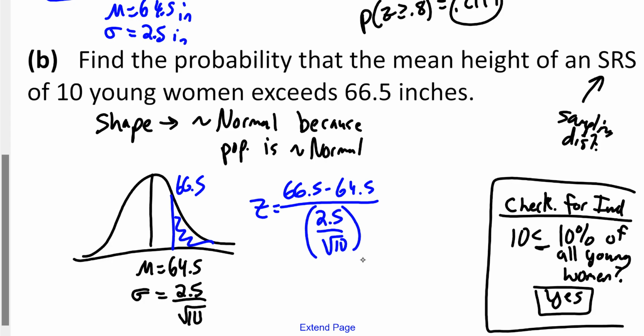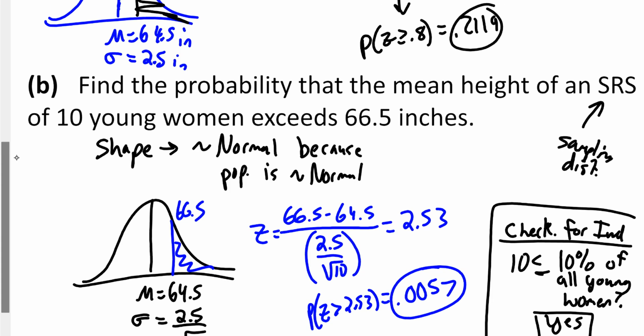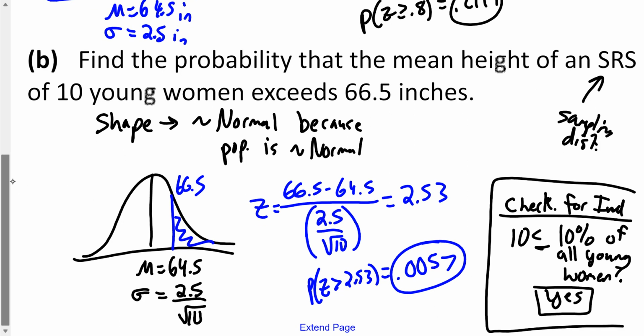So this time I got a Z-score of 2.53, and then the probability that's higher than that is 0.0057. So we have more data collected. We can really hone in on that center, and there's less variability. So there's less chance. It went from a 21.19% chance to a 0.57% chance because we have a bigger sample size, not just our population data.